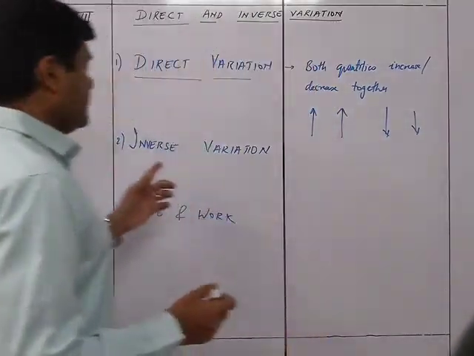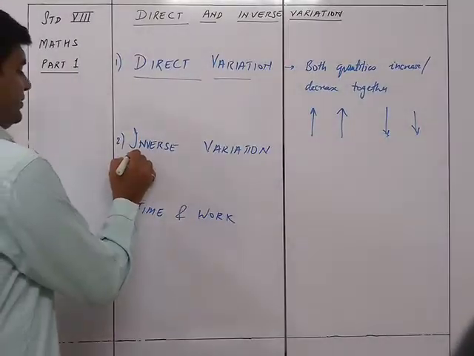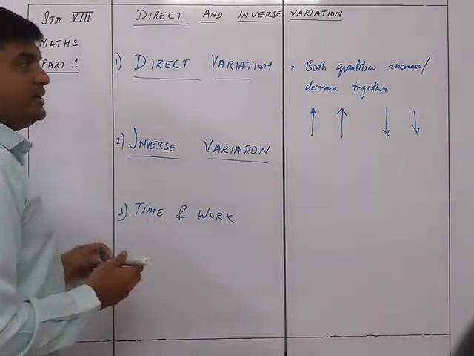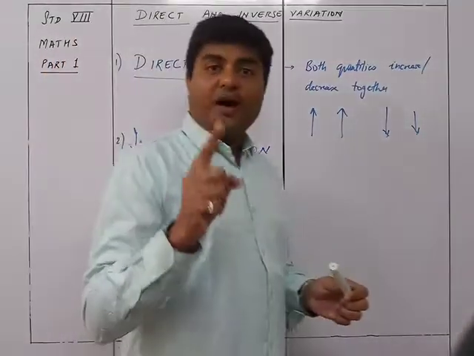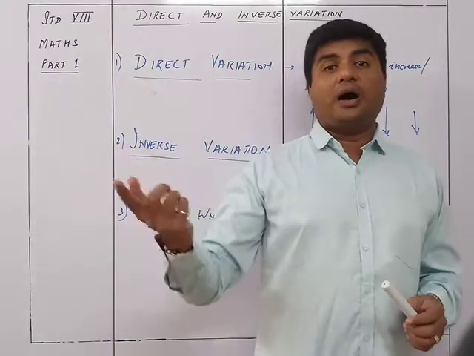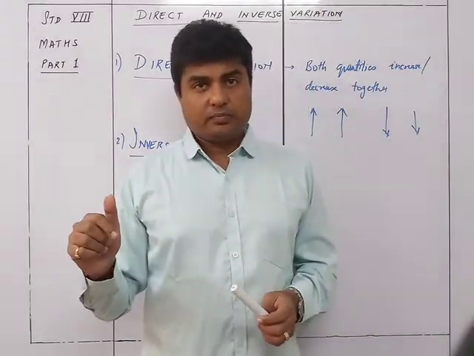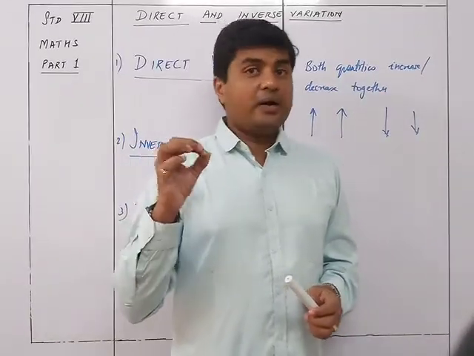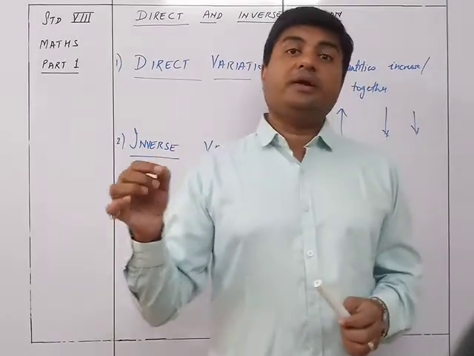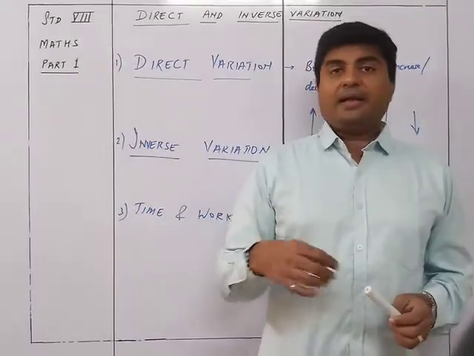The next is inverse variation. So what is inverse variation? Inverse variation is a variation in which if one thing increases, the other decreases. Okay, it means if one quantity increases, the other quantity will decrease. Like let's take an example.